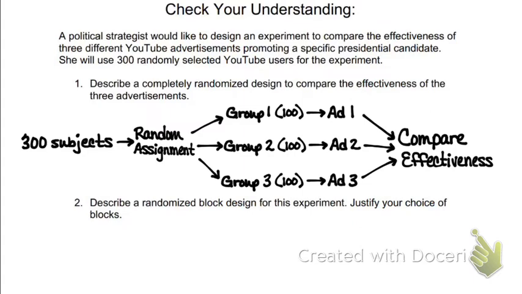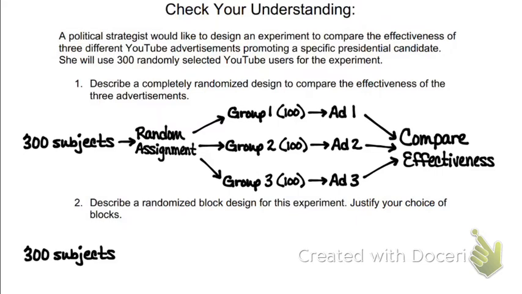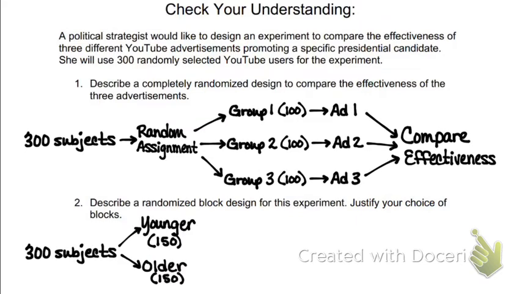Absolutely. So maybe as we pull these 300 random YouTube users, making sure to exclude anybody that's not of voting age or won't be by the time of the election. Absolutely. So when I set mine up to use for example purposes, I used age, younger and older. Remember, we want our groups to be roughly equivalent, but any of the other things that were mentioned could be used as blocks.